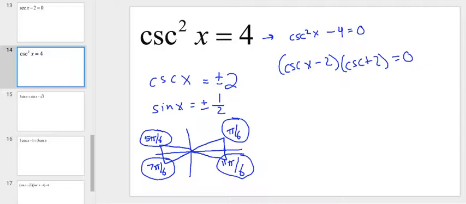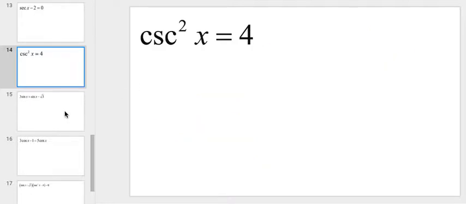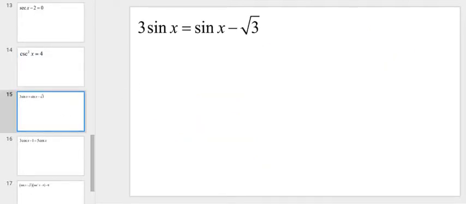All right, let's go on to number 15. So we've got 3 sine x equals sine x minus root 3. Seems like a good idea to get all the like terms on the same side. So I would subtract sine x from both sides and get 2 sine x equals negative root 3. At which point you could divide both sides by 2 and get sine x equals negative root 3 over 2.